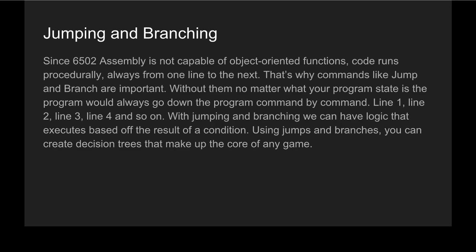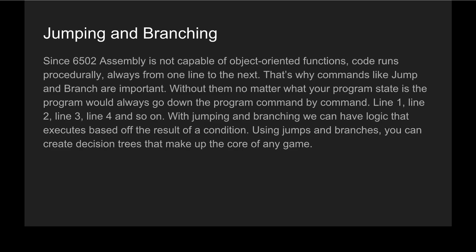So next we move on to jumping and branching. Since we just got done doing binary operations, which are often used in conditions, it's only natural that the next thing to go into are the conditions themselves. Since 6502 assembly is not capable of object-oriented functions, code runs procedurally, always from one line to the next. That's why commands like jump and branch are important.